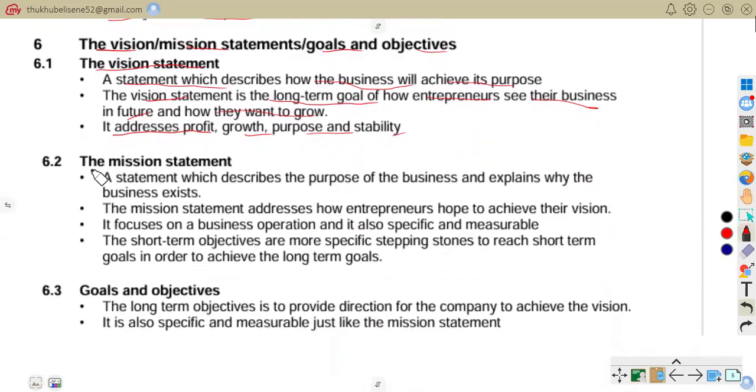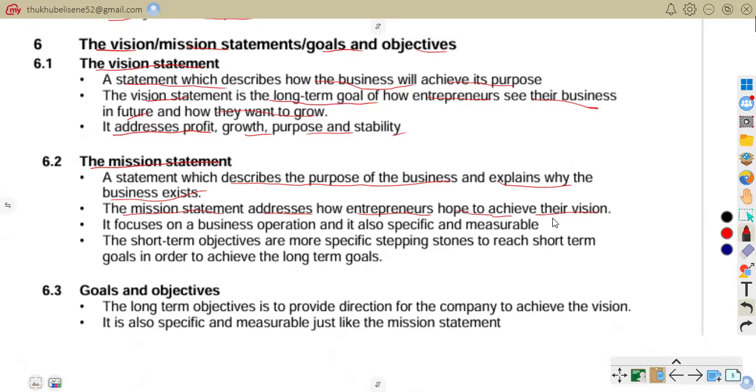Let us go to the mission statement. As it says, the mission statement describes the purpose of the business and explains why the business exists. For example, we provide affordable, high quality school uniforms, let's say. That is why we exist as a business. The mission statement addresses how entrepreneurs hope to achieve their vision.